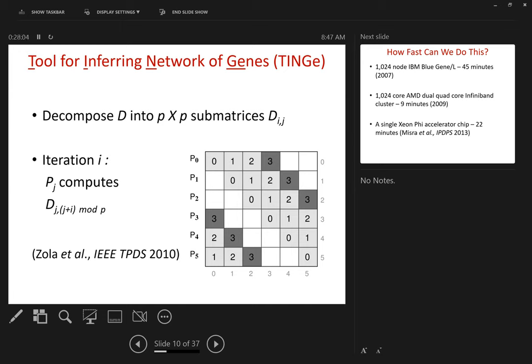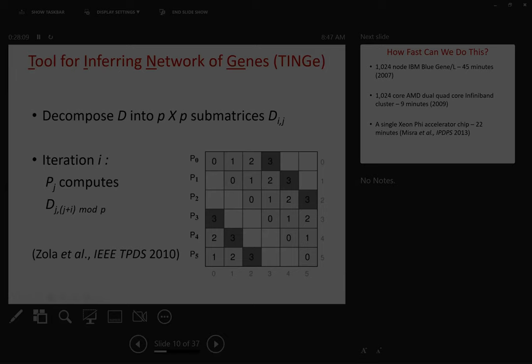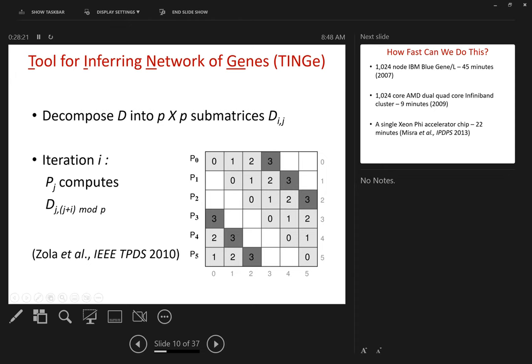Here is an example where you have six processors, P0, P1, P2, et cetera. These are the processor numbers, so we have six processors with the IDs or ranks 0 through 5. What you do is break your n by n matrix into p by p submatrices, where p is the number of processors. So you see a 6 by 6 decomposition. It's also a symmetric matrix, so you only have to compute half of it. The numbers that you see, 0, 1, 2, 3, et cetera, show which subblocks of this matrix are computed in iteration 0, iteration 1, iteration 2, et cetera.